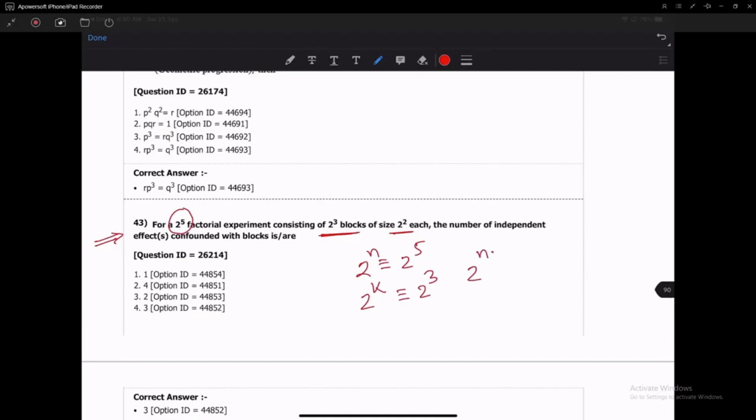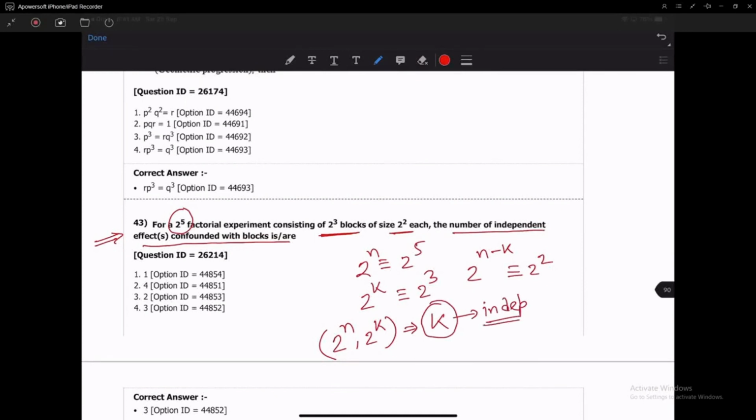So 2 to the power n minus k is exactly 2 square. Now the number of independent effects confounded with blocks. I have told you in the points, I have written the 6 points, and obviously in the 5th or 6th point I have told you that if we have a 2 to the power n, 2 to the power k experiment, then we can get k independent blocks.